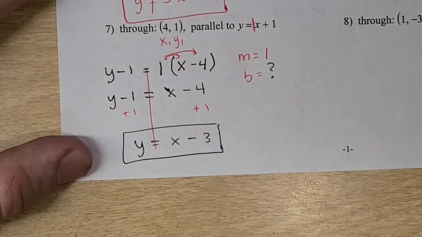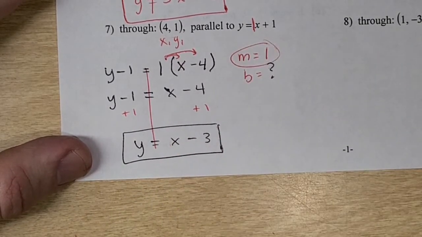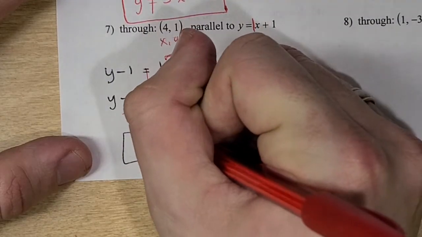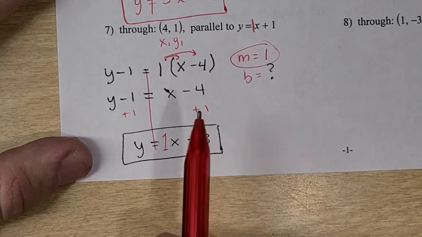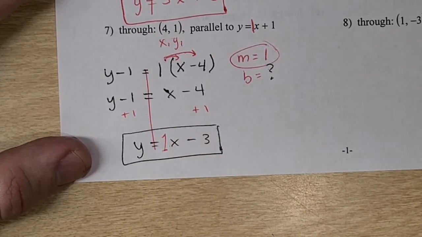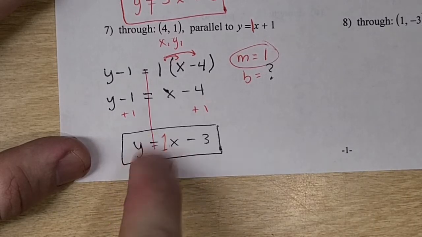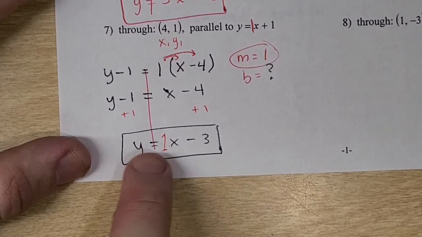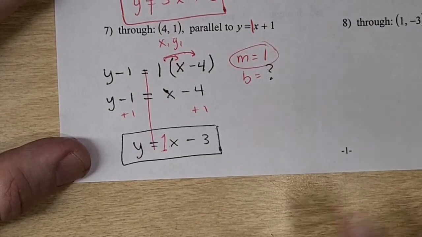Some of you might look at that and say, wait, where's my slope? We said we have a slope of 1, and we do. Don't forget, if there's not a coefficient, you have an invisible 1 there. If you want to write it in, there's absolutely nothing wrong with that. That is correct. But no, if this is a multiple choice question, that 1 will not be there. The answer will be y equals x minus 3. I guarantee it.